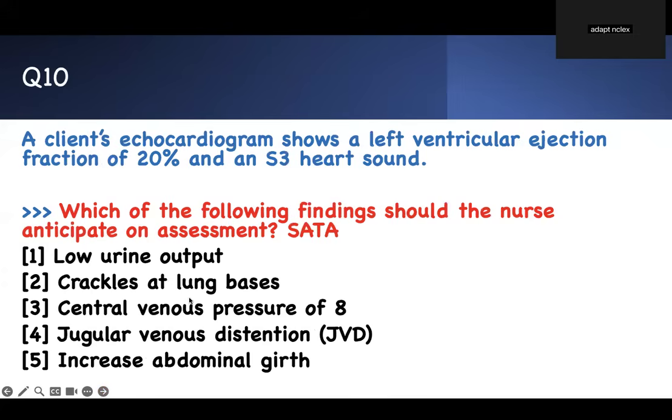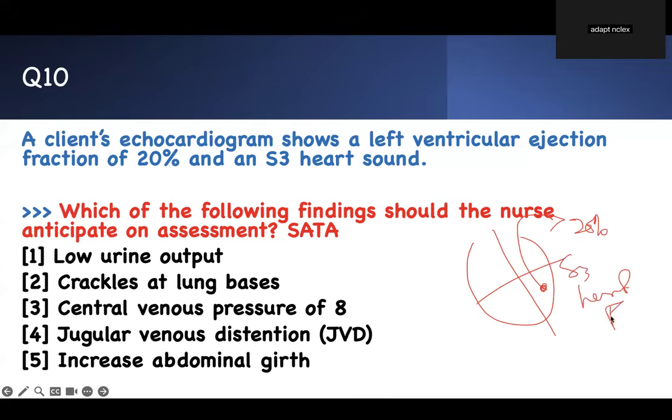And the last question. A client's echocardiogram showed a left ventricular ejection fraction of 20 and an S3. Which of the following findings should the nurse anticipate on assessment? That means, look at it, a left ventricular ejection fraction. So this is your heart. And your left ventricle, how much blood it's putting out is just 20%. And you have S3 gallop. This is heart failure. You're not pumping anything. That means the left side is affected.